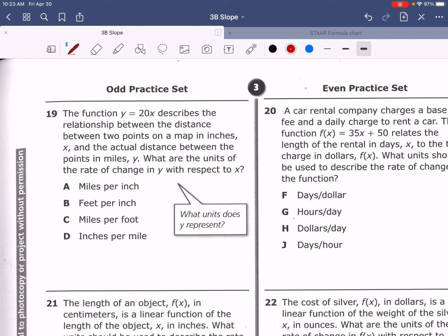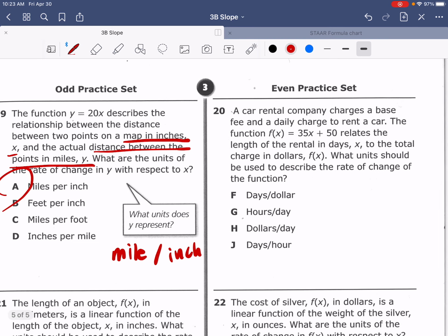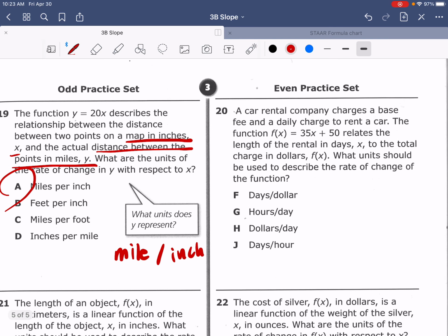It says between 2 points on maps in inches, which is x, and actual distance in miles. So miles goes first, per inches, right? Inches goes to the bottom. So it's going to be 8 because mile comes first, y value goes up and x value goes down. Same thing here. So it says what? Base is an x, so that goes to the bottom, and total change in dollars is y. So dollars comes first, and then days. y goes on top and days on the bottom, so it should be H.